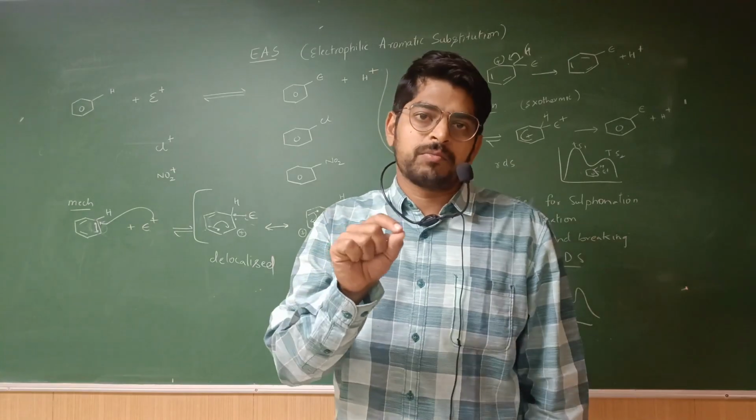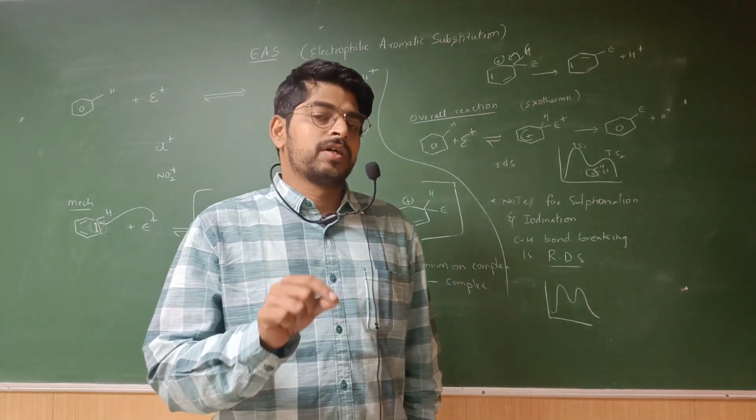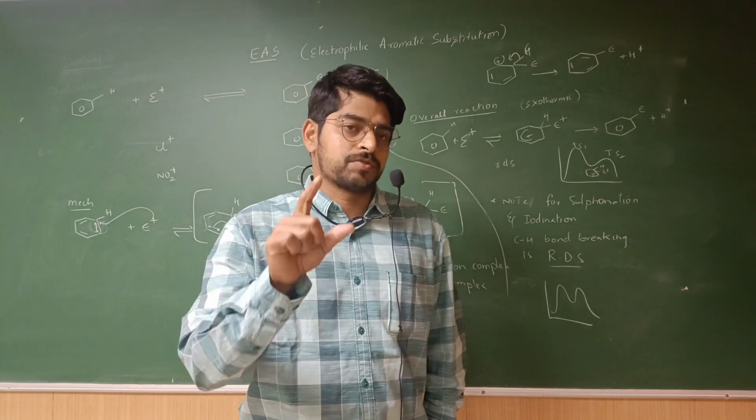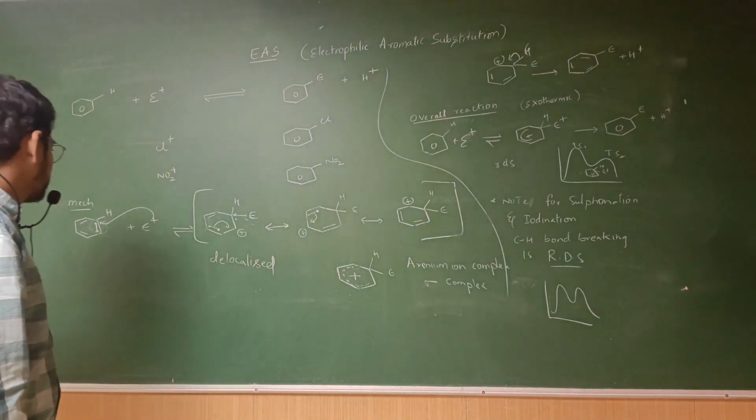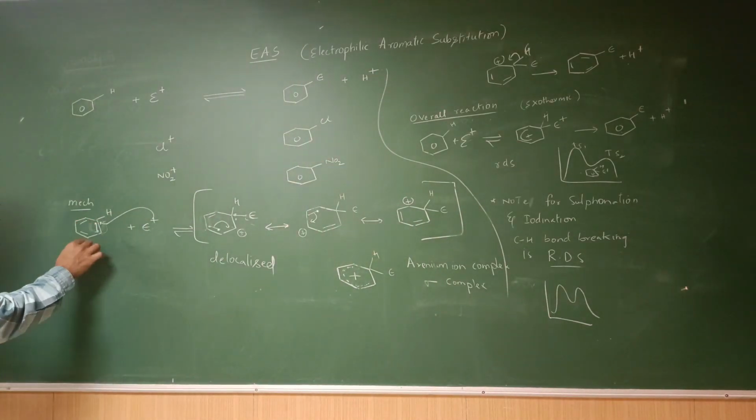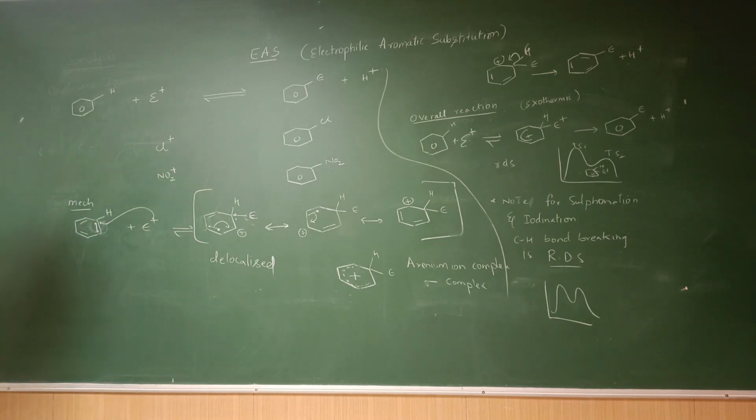Electrophilic substitution is taking place on the aromatic compound. It is called electrophilic aromatic substitution. Let us see the mechanism. This is a benzene ring with a hydrogen. I can point out any hydrogen, just for convenience I showed this hydrogen.